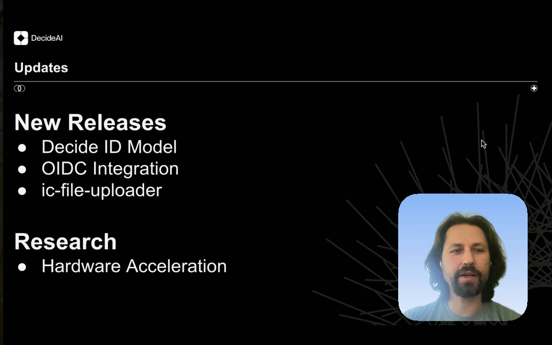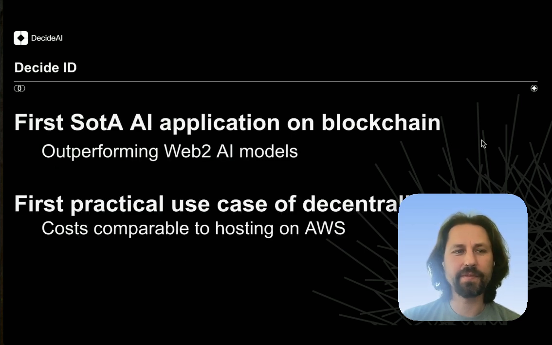So we've got three big updates: new releases for the Decide ID model, the OIDC integration, and the IC file uploader. I want to brag about the model, explain the use case of OpenID Connect, and mention the IC file uploader, which improved the upload speeds. And then if we have time, we'll touch on a proposal to accelerate AI on the Internet Computer.